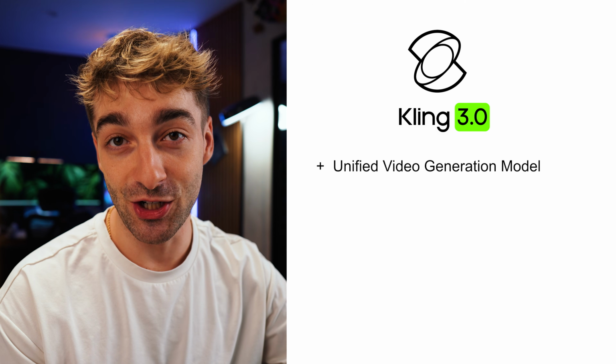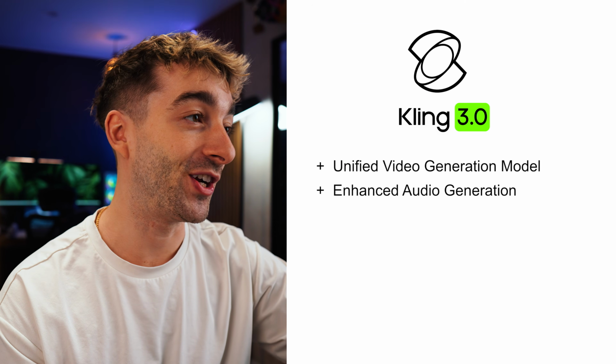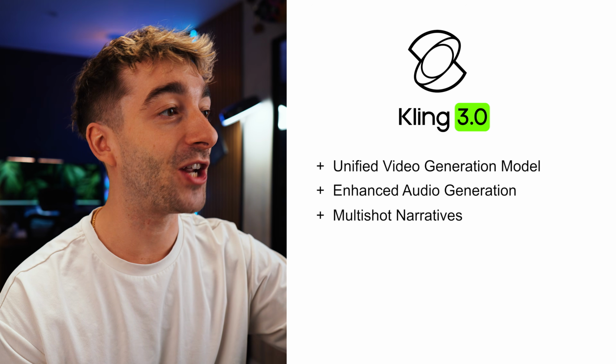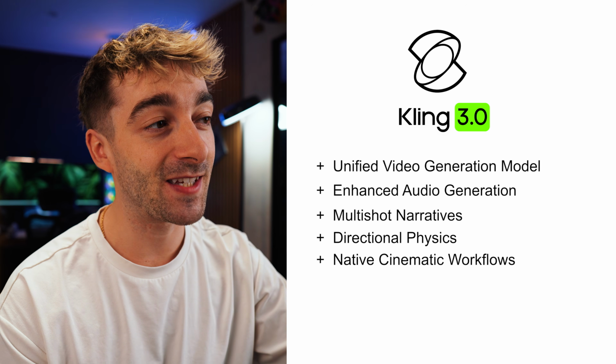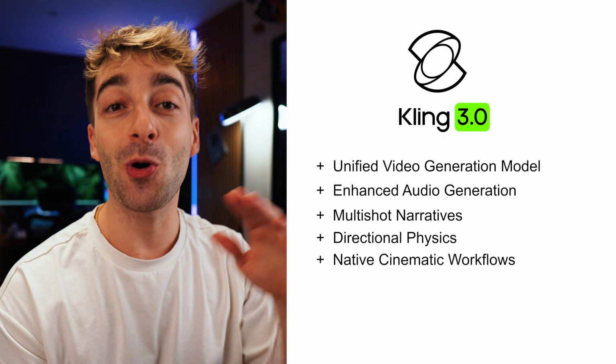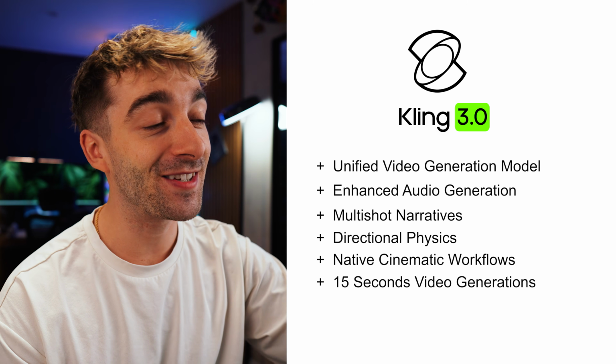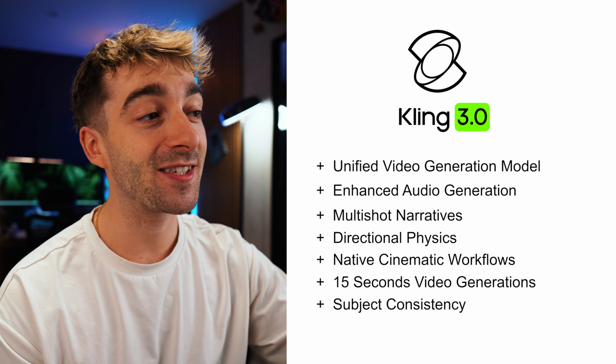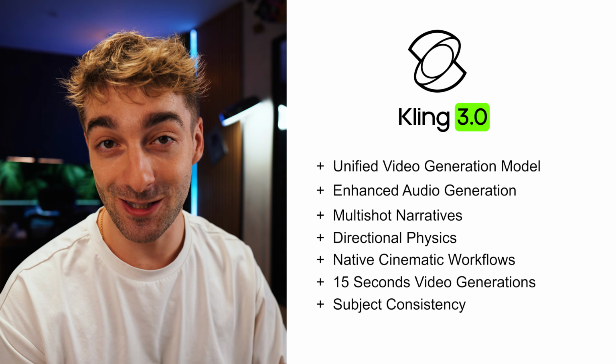Now, at a high level, Kling 3.0 is now a unified video generation model that has enhanced audio generations, multi-shot narratives, directional physics, native cinematic workflows, and on top of all of that, you now have 15-second video generations and the best subject consistency we've seen so far. Now, I'm also going to show you some stuff no one else is talking about, like how you can relight your videos, swap out objects, reframe compositions, and even clean up your videos. So it's safe to say there's a lot to cover in this video, so strap in.